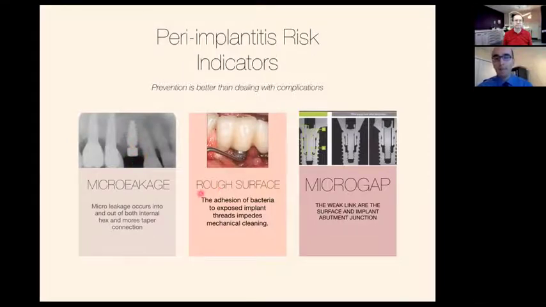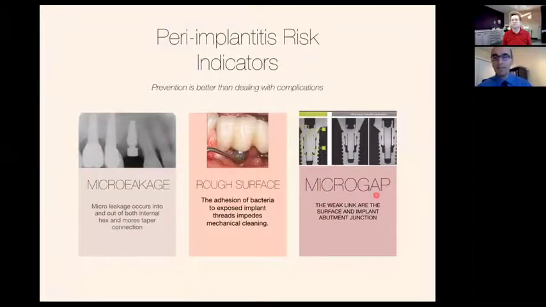The rough surface, I talked about it. If you have poor bone quality or poor bone thickness, this bone will gradually resorb and you end up with exposed threads. Now we have a very good area for bacteria to colonize and subsequently cause more bone loss.